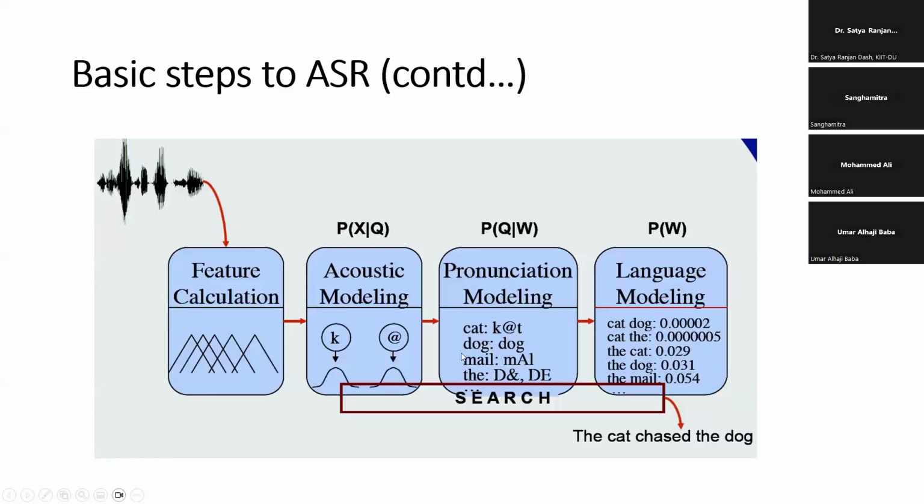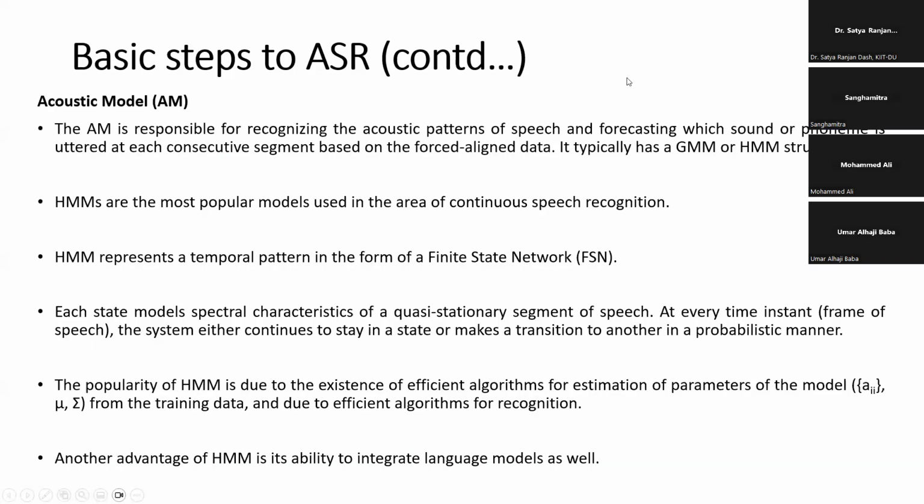And the last is the language model. That will give you the probability of the word sequences. For example, here you can see the word cat followed by the word dog, the probability is given here. In the same way, the word cat followed by the word the, the probability of that particular word sequence is given here. That way the language model will give you the probability of the word sequences. Now I'll quickly take you through the acoustic model, language model, and the lexicon, that is the dictionary, or the pronunciation model.